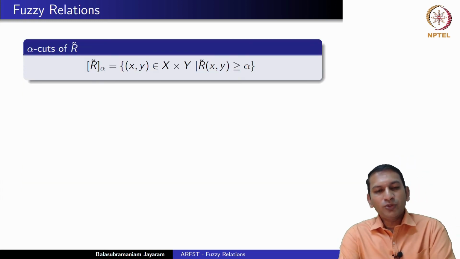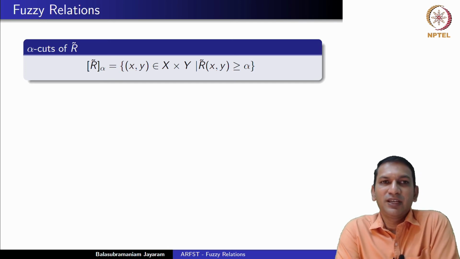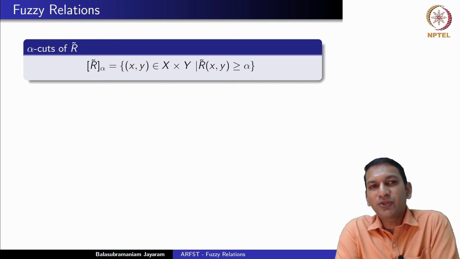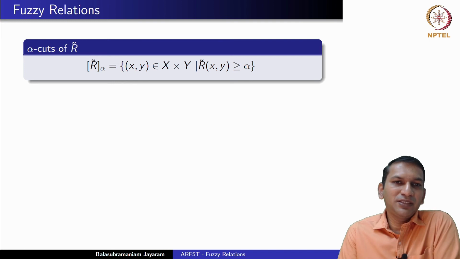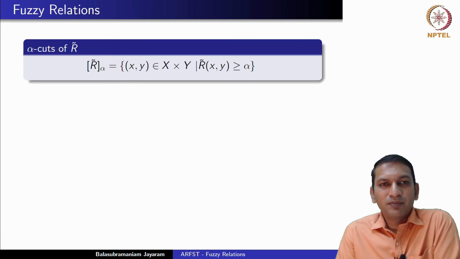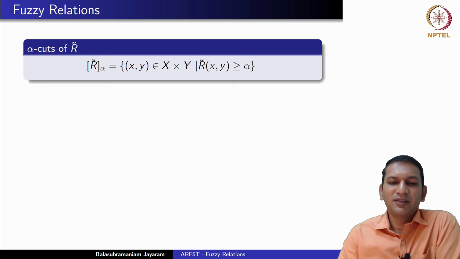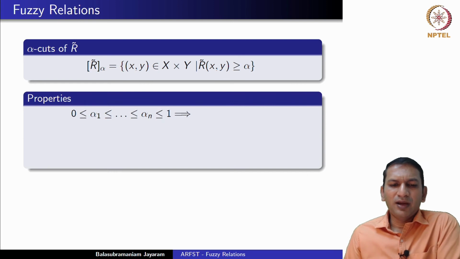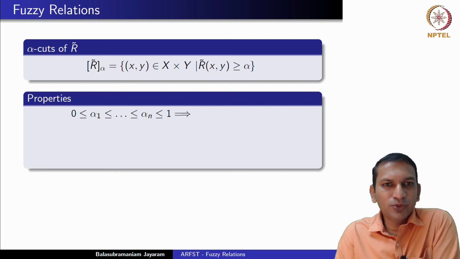Now, given a fuzzy relation, you could also consider the alpha cuts, because fuzzy relations are essentially fuzzy sets on the Cartesian products. So if you consider the alpha cuts, what you would get is a binary relation, which essentially means you are looking at a subset of the corresponding Cartesian product. In this case, what we have indicated is only for the binary relation. And immediately many things come into play. This we will see soon enough.